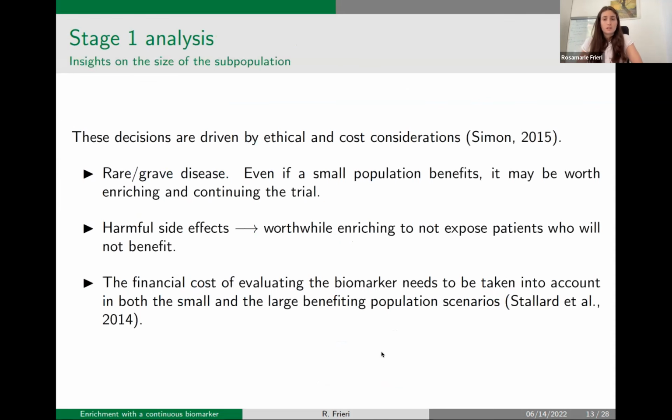Whether or not enriching is worth the cost depends on ethical and cost considerations. For example, in the case of a rare or grave disease, even if a small population benefits, it may be worth enriching and continuing the trial. Or, in the case of harmful side effects, it may be worthwhile enriching to avoid exposing patients to a treatment that doesn't benefit them. In general, it's well known that the financial cost of evaluating the biomarker needs to be taken into account in both the small and the large benefiting population scenarios.